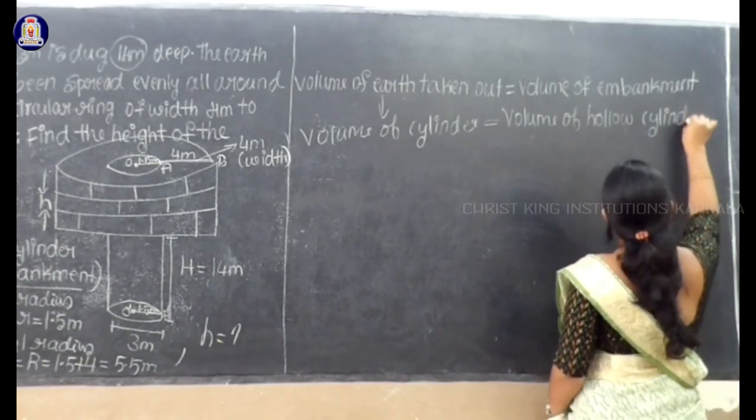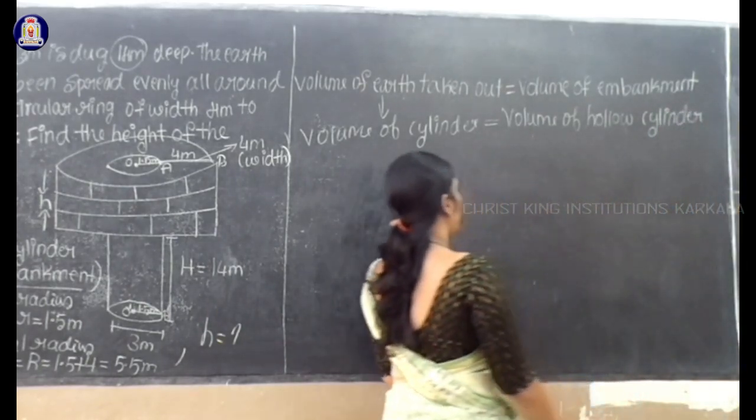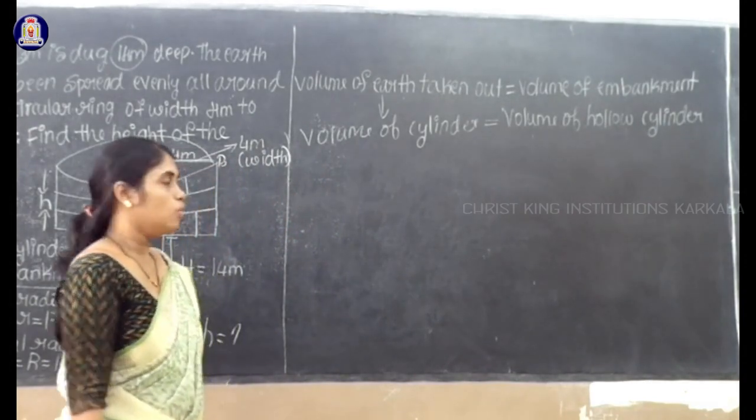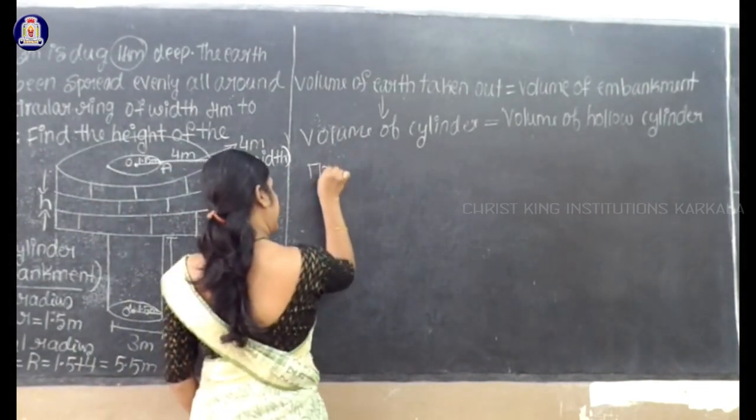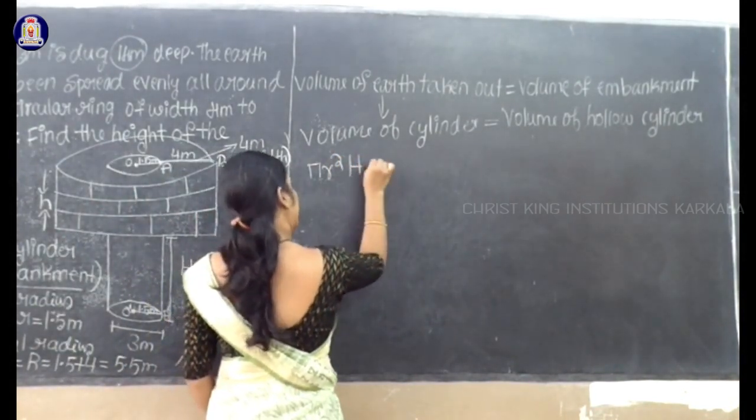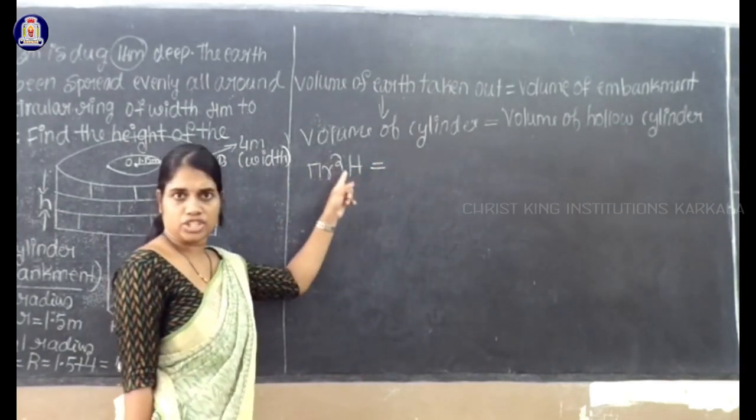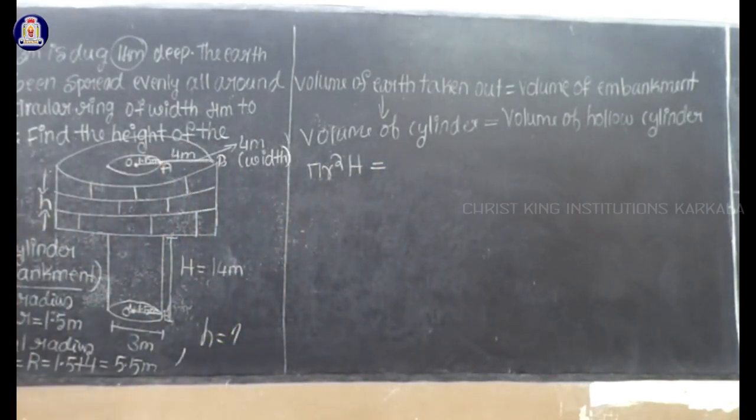Okay, so now write the formulas. What is the volume of the cylinder formula? Volume of the cylinder is given by pi r square h. Why do I use capital letter H? Because the height of the cylinder is represented by capital letter H.